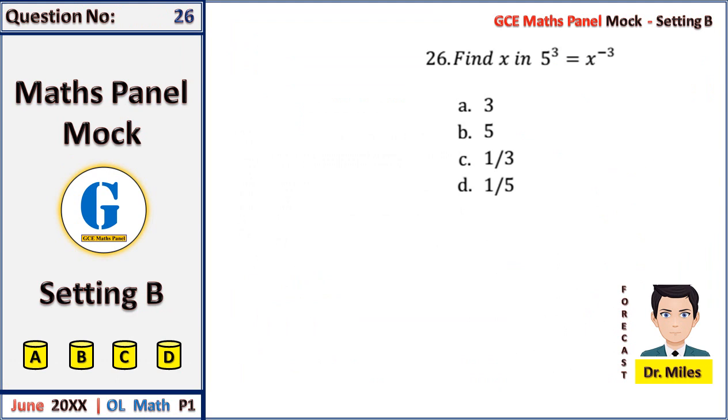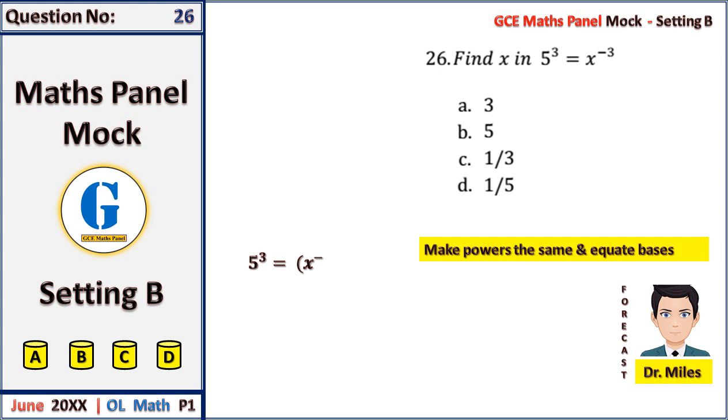26. Find x in 5 to the power 3 equals x to the power minus 3. Here we have to make the powers the same and equate the bases. Why? Because the unknown exists as a base, so we make the powers the same. In this case, we have 5 to the power 3 equal to x to the power minus 1, all raised to the power 3. This is from the third law of indices, which you already know. Now that the powers are the same, we see that 5 is equal to x to the power minus 1. And x to the power minus 1 from negative exponents is the same as 1 over x. Solving for x here, we have x equal to 1/5.